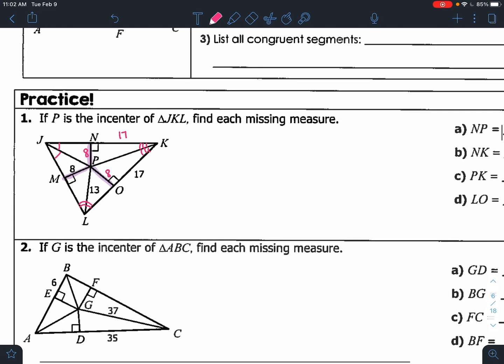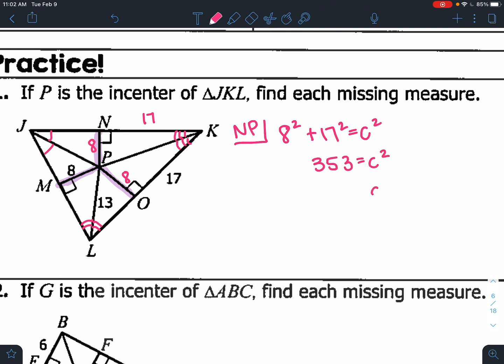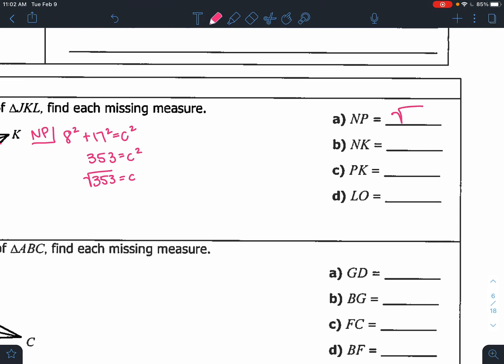So we need NP, so we'll use our Pythagorean theorem for that. 8 squared plus 17 squared is equal to C squared. So 17 squared plus 8 squared. This is 353. And when we take the square root of that, that's actually a prime number, so that will stay. So NP is the square root of 353.